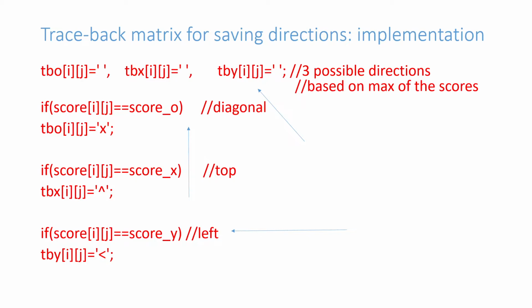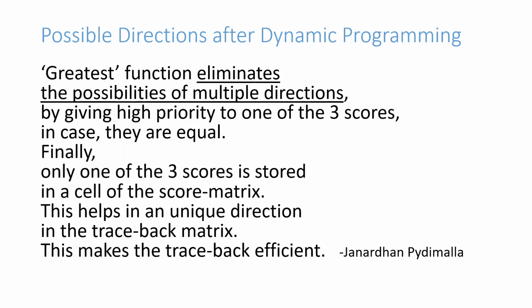By default, TBO, TBX and TBY are initialized with blank spaces. That is, initially they don't have any direction. The greatest function eliminates the possibilities of multiple directions by giving high priority to one of the three scores in case they are equal. Finally, only one of the three scores is stored in a cell of the score matrix. This helps in a unique direction in the traceback matrix. This makes the program more efficient.